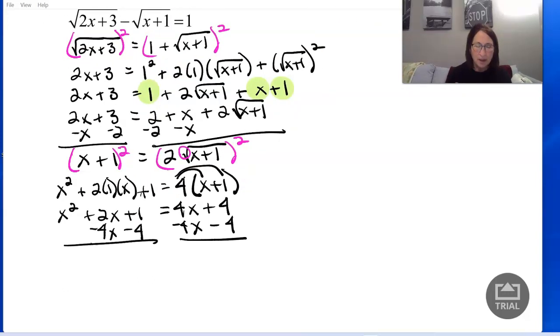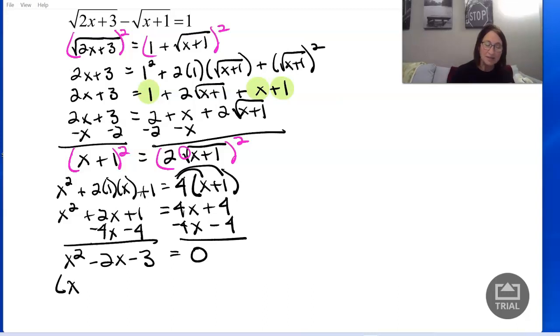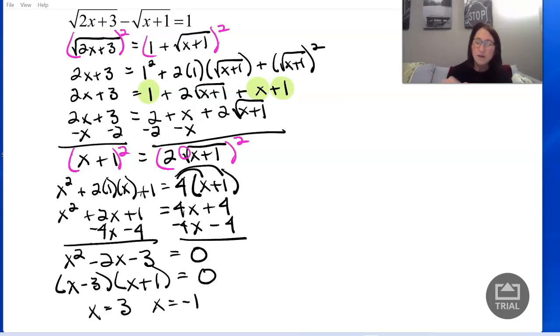Bring that up a little. So then I'm left with x squared minus 2x minus 3 equals 0. All right, so this factors to x minus 3, x plus 1 equals 0. So when I set each of these factors equal to 0, I get x equals 3, x equals negative 1. So I need to check my solutions.